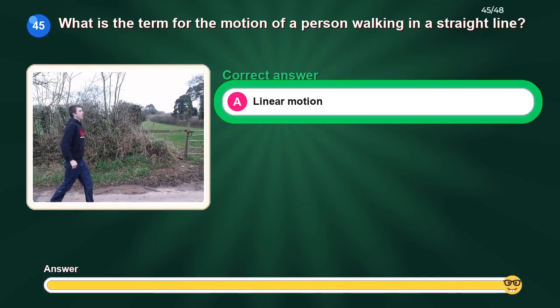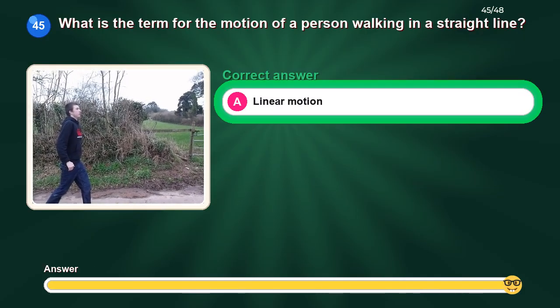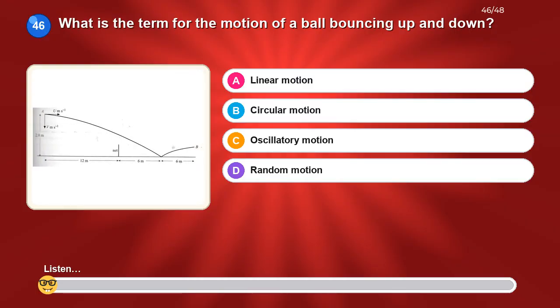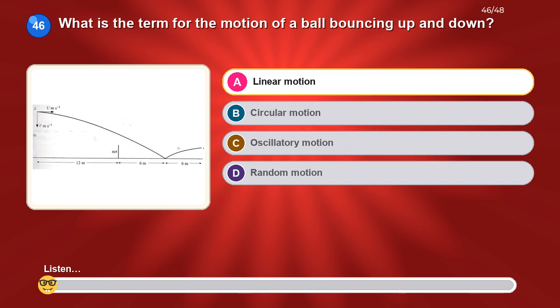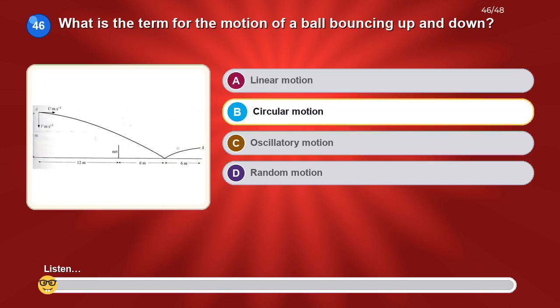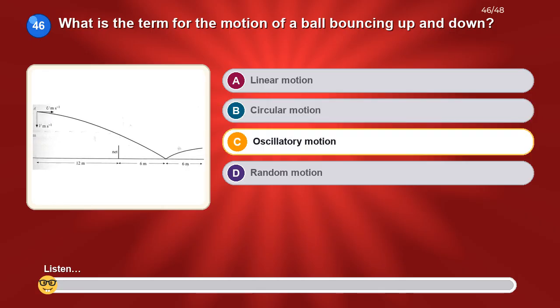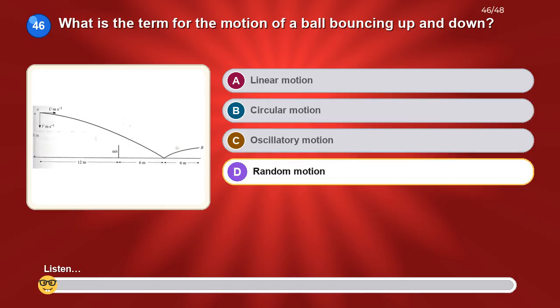The correct answer is linear motion. What is the term for the motion of a ball bouncing up and down? Option A, linear motion. Option B, circular motion. Option C, oscillatory motion. Option D, random motion.